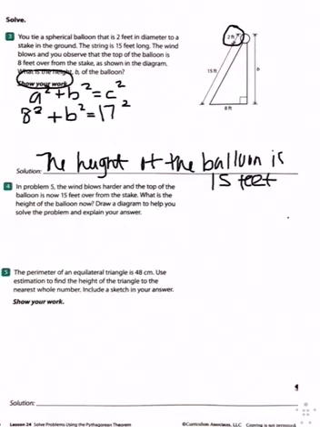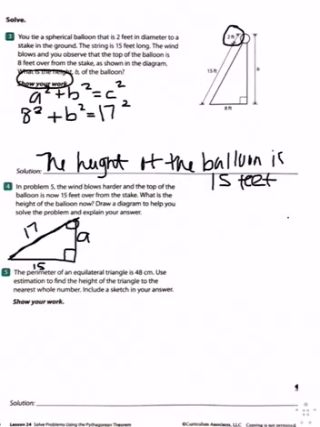Number 4, in problem 5, the wind blows harder at the top of and the balloon is now 15 feet over the stake. What is the height of the balloon now? Draw a diagram to help you solve the problem and explain your answer. So, for our diagram, we're still going to make our right triangle, but in this case, it's now 15 feet away from the stake. We still don't know that missing height length, and we still have the 17 feet to the balloon.